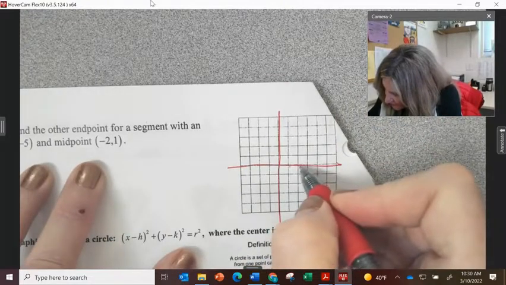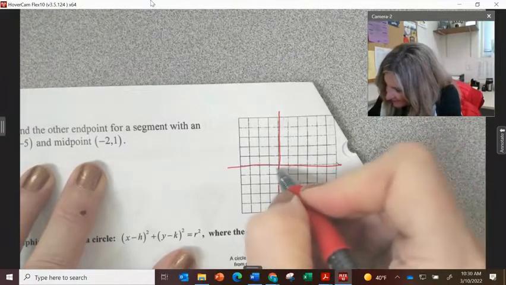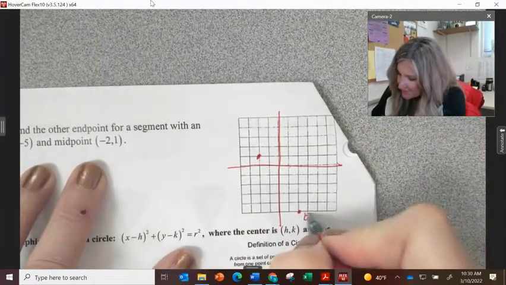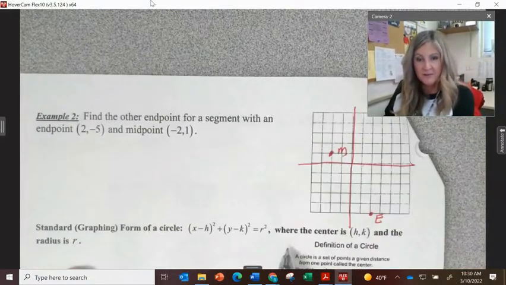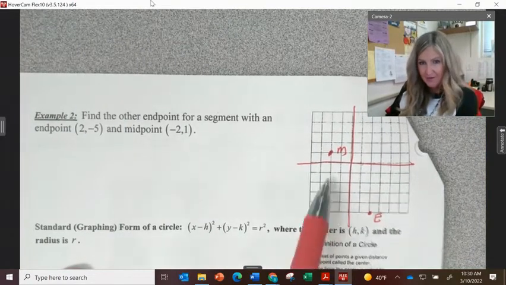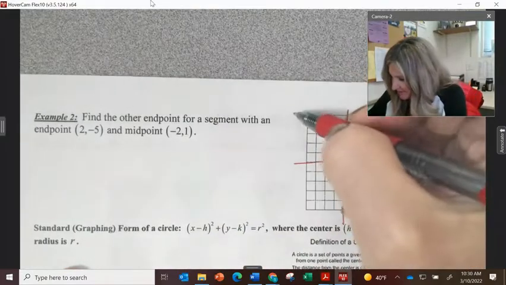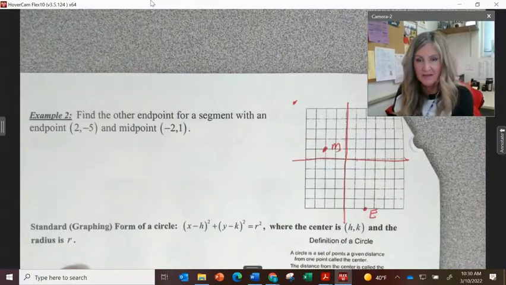So we have (2, -5). 1, 2, 3, 4, 5. (2, -5), and then we have (-2, 1). So this is an endpoint, and this is a midpoint. We're trying to find the other endpoint. Where's that other endpoint going to be? Is it going to be down here, or is it going to be up in here? Well, the other endpoint's going to have to be somewhere up in here, isn't it? I don't know exactly where, but maybe right around in there.